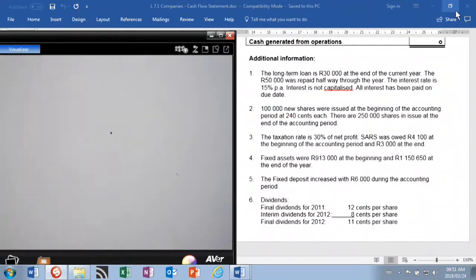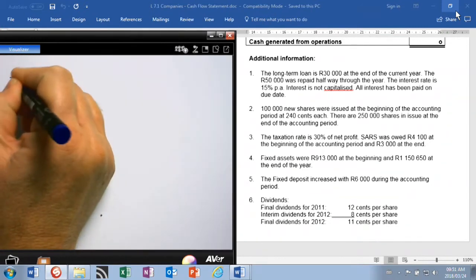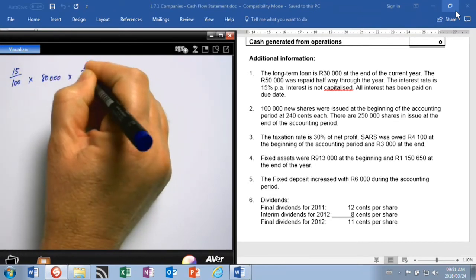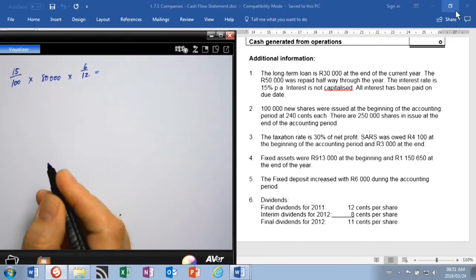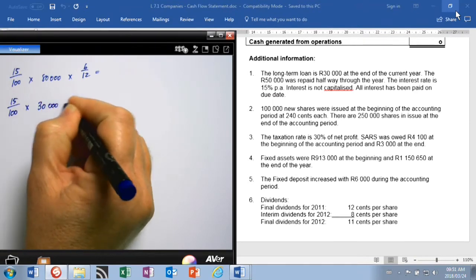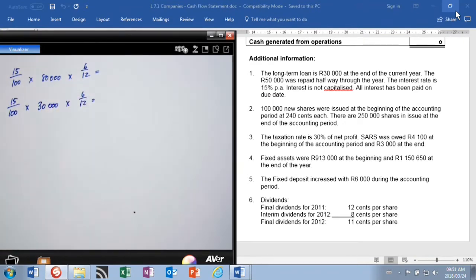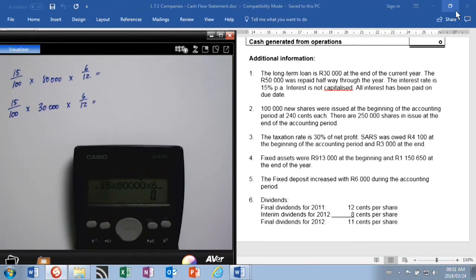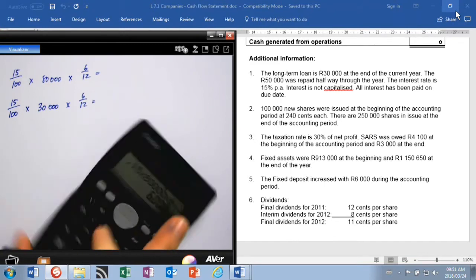I'm going to do a little bit of rough calculations quickly first. The long-term loan is now 30,000, so it was 80,000. So we can say 15% of 80,000. That was for 6 months, and then it is 15% of the 30,000 for 6 months, because that was after we paid the 50,000 rand. So the calculation gives us 15% of the 80,000 times 6 months, and that gives us 6,000 rand there.